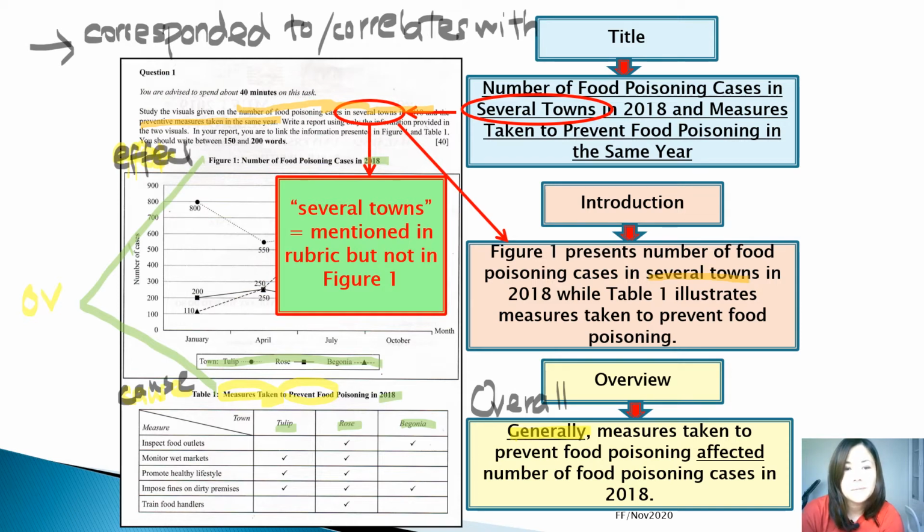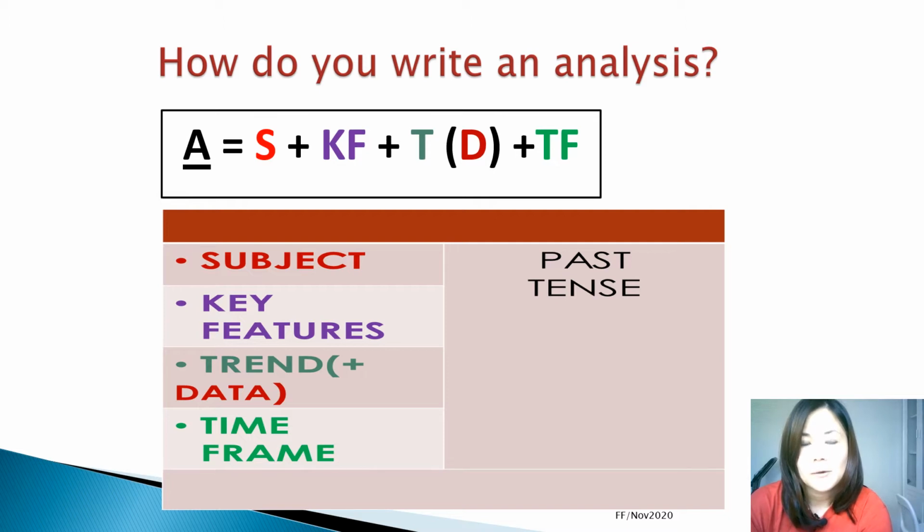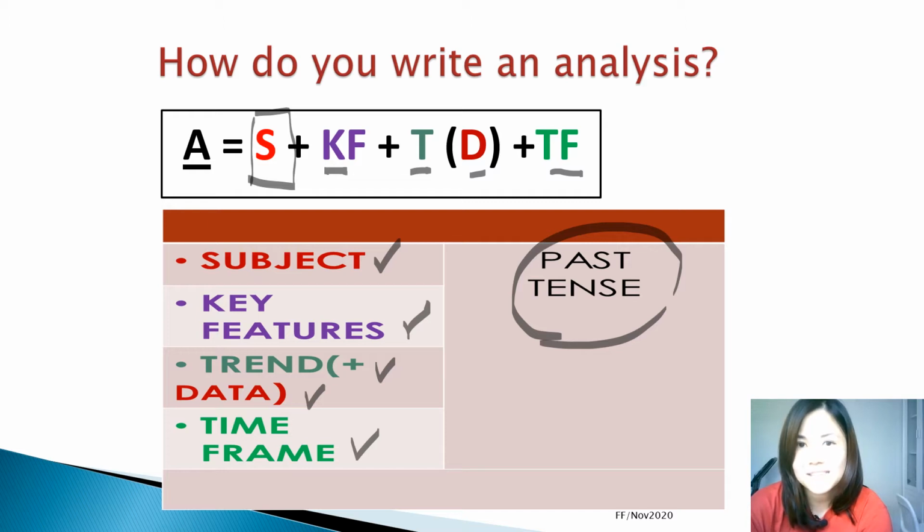Okay, candidates, I'll move on to the next one. Now, all this time I've been telling you that analysis equals key feature plus trend word plus data plus time frame. My friend actually encouraged us to emphasize the subject. The subject is the one that I mentioned to you, the number of cases and the number of measures taken. So when you are able to mention the subject correctly, plus the key feature, trend, data, and the time frame, and it is written in past tense, you get the complete analysis. So that is how we aim for correct analysis.